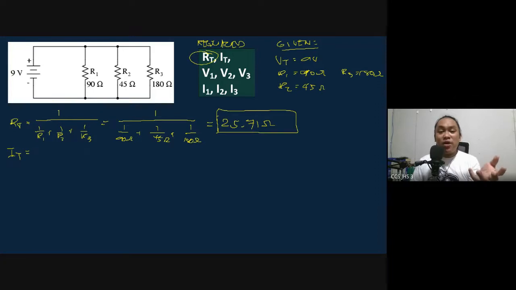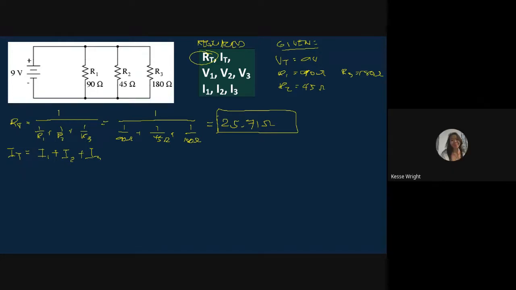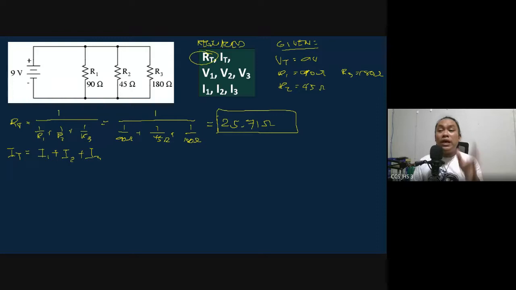To get the value of our total current, all we need to do is add the values of our individual currents. This is for the parallel circuit. But can we use this formula? Not yet, sir. Okay, not yet, because we don't have the values of our individual currents yet. That's why, as Maxine said, we use the formula from Ohm's law. The formula will be V T, or total voltage, over total resistance.